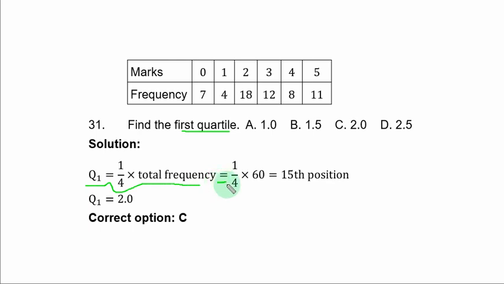So we have 1 over 4 times 60, and that is the 15th position, which can be accommodated where you have 18. If you start adding from 7 to 4, 15 is accommodated in this frequency, and the mark to it is 2. So the first quartile is 2, which can also be written as 2.0. C is the correct option.